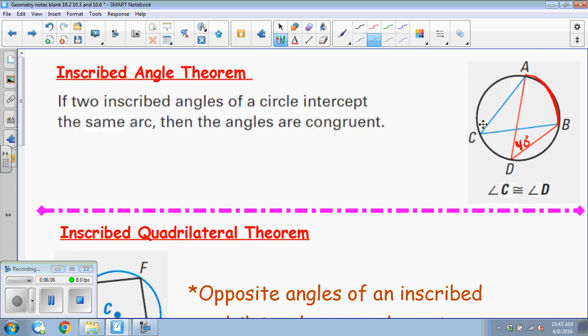If they create the same arc, yes. If you had another angle in here that created that same arc, it would also be congruent. That was a good question. Yeah, they have to be. Because whatever this is, half of it is the angle. So if they're on the same arc, they're the same angle. The angles have to be the same. Okay?